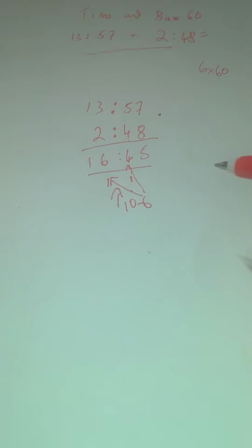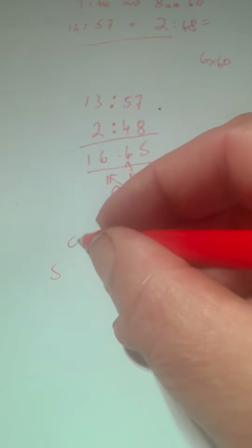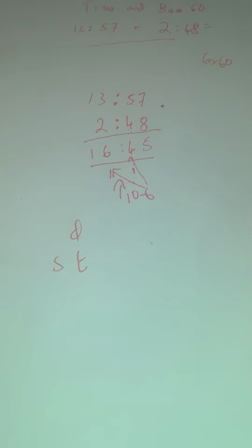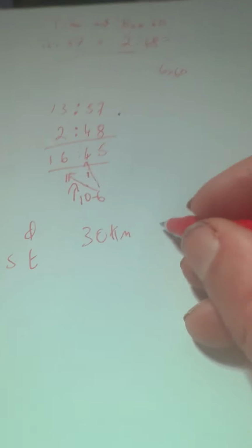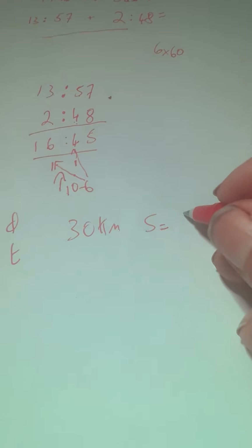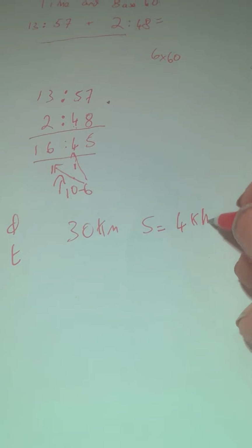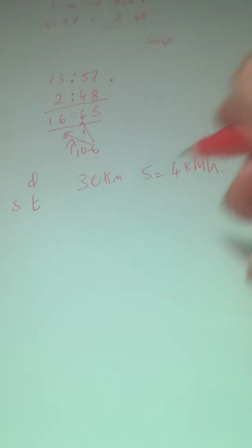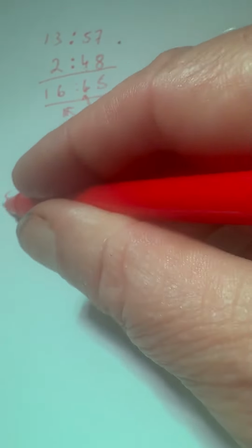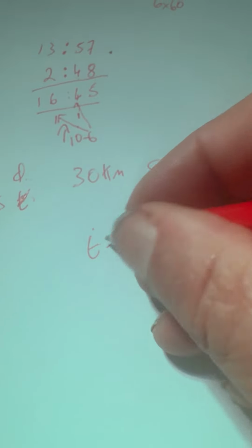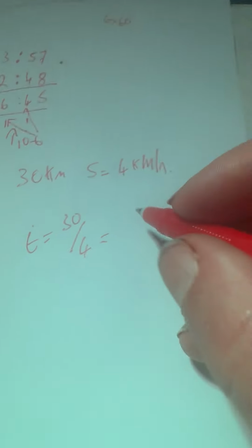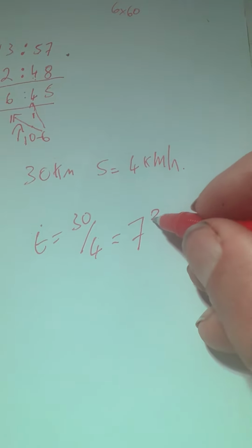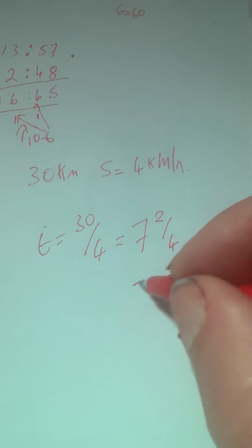The biggest problem that you're ever going to have is in the speed, distance, time thingy. Because it's perfectly possible to have 30 kilometers at a speed of 4 km/h. How long does it take you? Hours and minutes. And that one, do you remember how to do it? If you cross out the t, you'll see that time is distance over speed. So time would be 30 divided by 4, which is 7 and 2 fourths, which of course is 7.5.